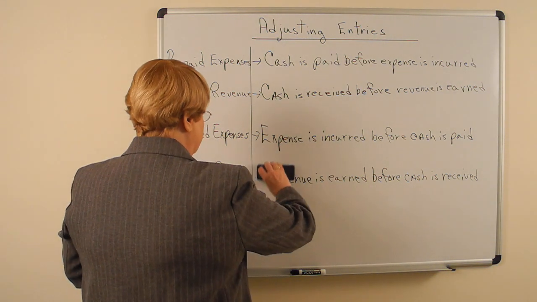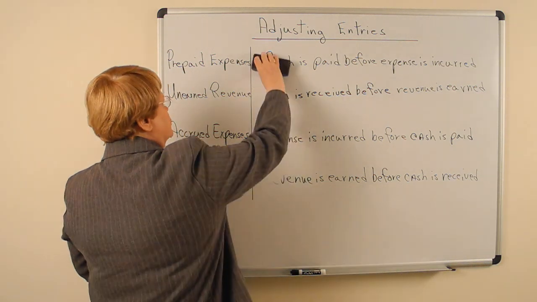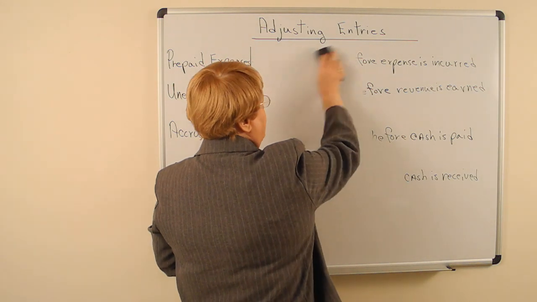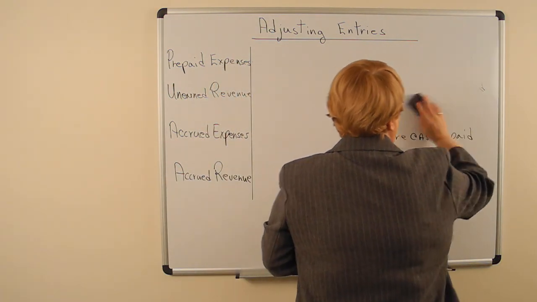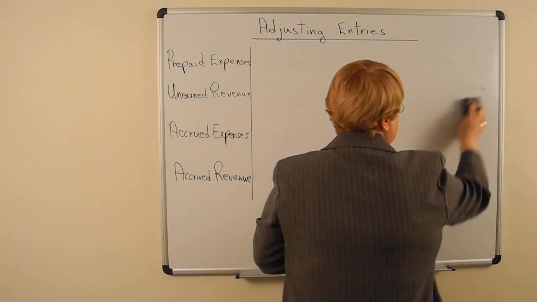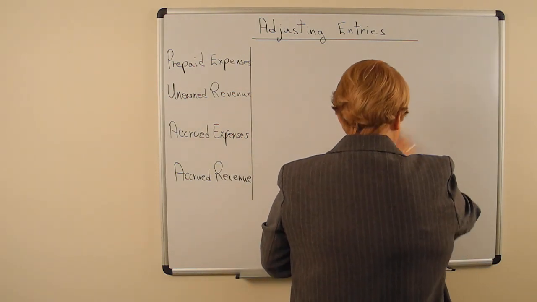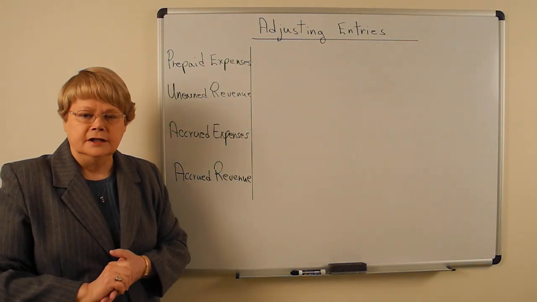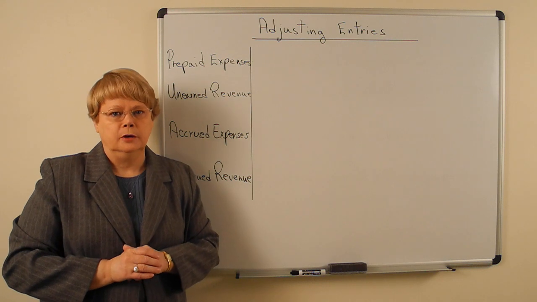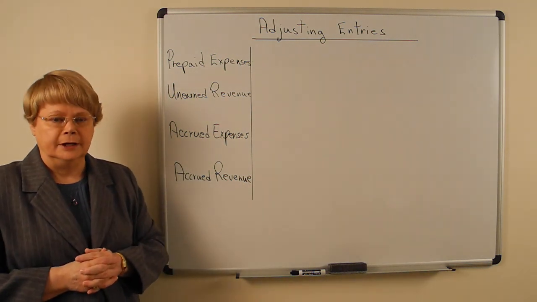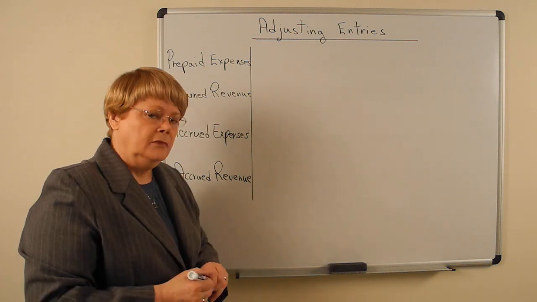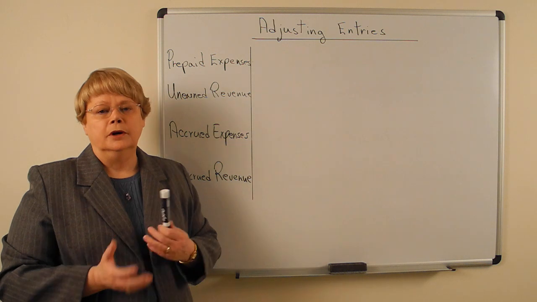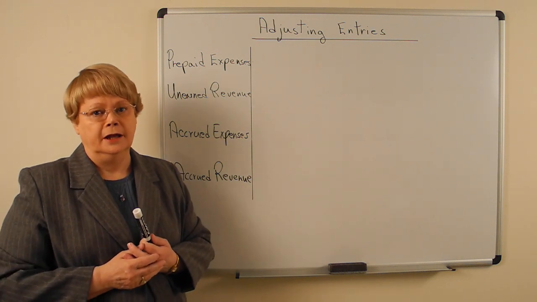I'm going to erase part of this here so we can have some room on the board. We actually have already talked about a type of prepaid expense in previous chapters, and that is supplies. Supplies is an asset when you purchase it, but it is something that you are going to use up rather quickly, so it will turn into an expense pretty quickly. So we call that a prepaid expense. When we purchase supplies, we're going to debit supplies, the asset, and we're going to either credit cash or credit accounts payable.